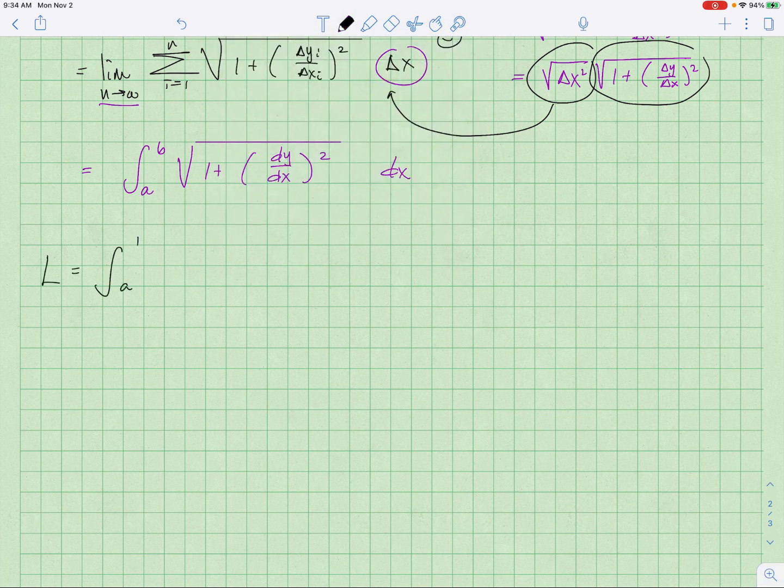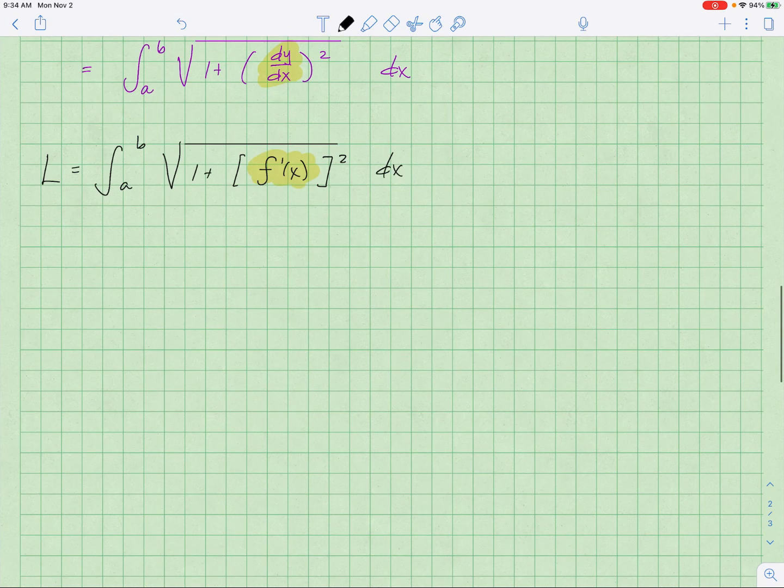And I'm going to rewrite this one more time. L is equal to the integral from a to b of the square root of 1 plus dy over dx squared dx, but dy over dx, another way of writing that is the derivative, f prime of x, since f of x equals y. So this is our formula, and if you stare at it long enough, you can see the distance formula hiding in there. You got to squint a little bit, but it's in there. And this is our formula for calculating arc length.